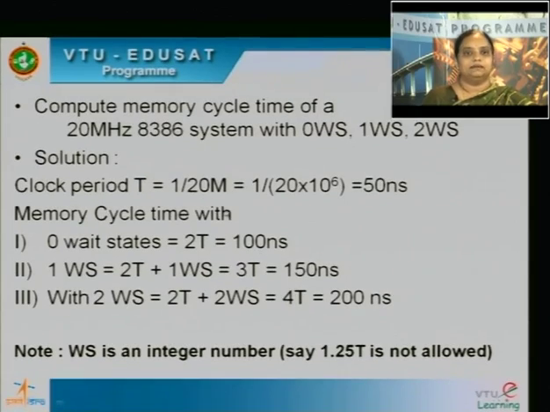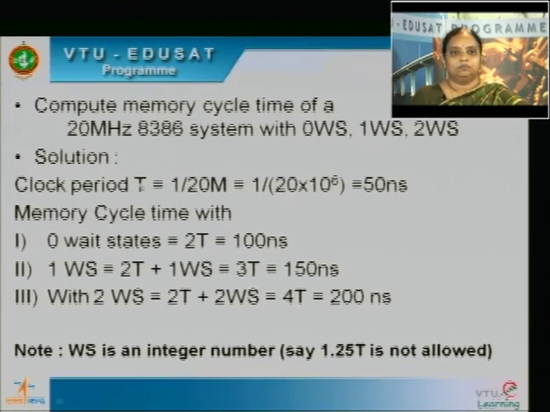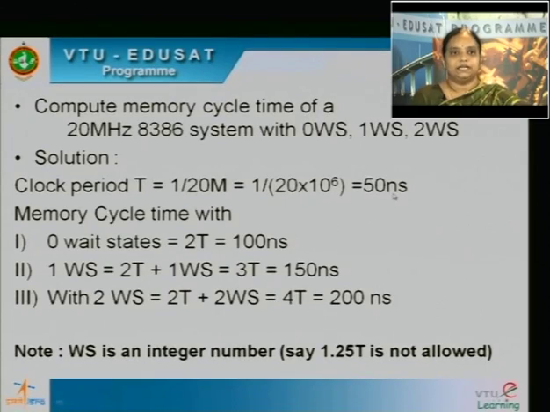Now you have an example wherein we compute the memory cycle time of a particular 8086 system, which is having a clock of 20 megahertz, and we consider 0 wait states, 1 wait state, or 2 wait states. What is the memory cycle time required? First let us compute the clock period T. The clock period T is 1 by 20 mega. Mega is 10 power 6, and so that corresponds to 50 nanoseconds.